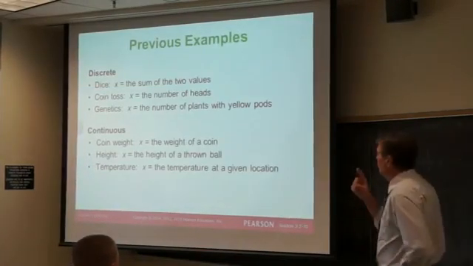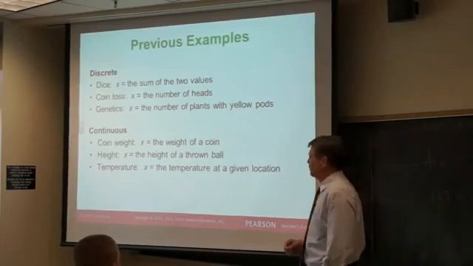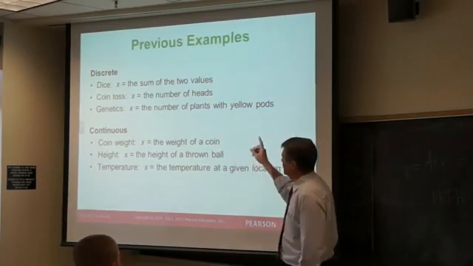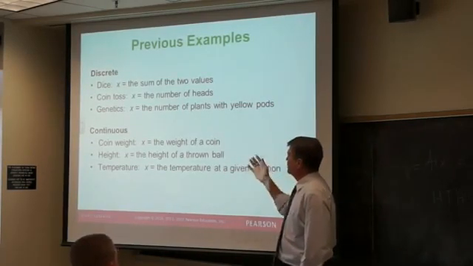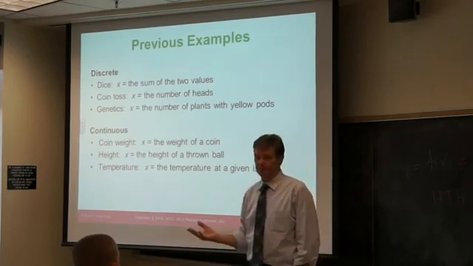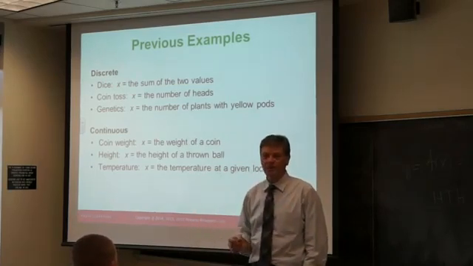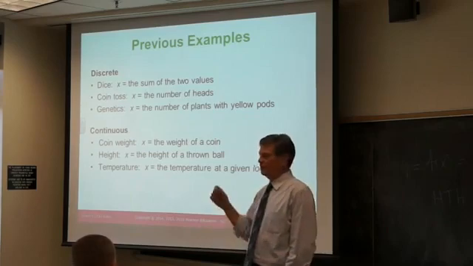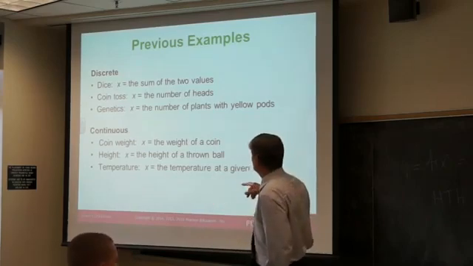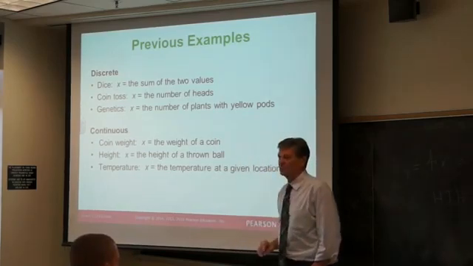Now let's go back and look at these previous examples really quickly and categorize them. The experiment with the dice, the coin toss, and genetics, they're all discrete because they're counts of things, aren't they? Counts of heads, counts the number of spots on the dice, counts the number of plants with yellow pods, discrete.